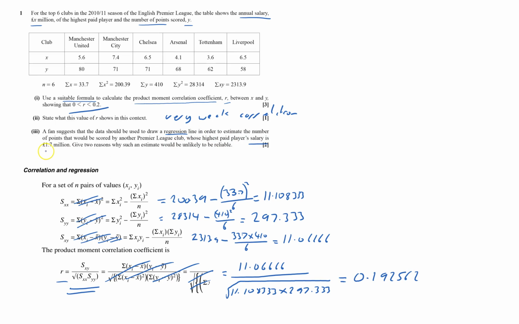And Fan suggests to use a regression line to work out how many points scored when someone's highest salary is 1.7. Well, give 2 reasons. Well, first off, it's very weak correlation, so it wouldn't necessarily be very good. And secondly, 1.7 million is way out of the range of this. So 1.7 would need a lot of extrapolation. So they have to go a long way from the data that you're given. Wouldn't be so bad if it was something like 3.5, but 1.7 is a long way away.